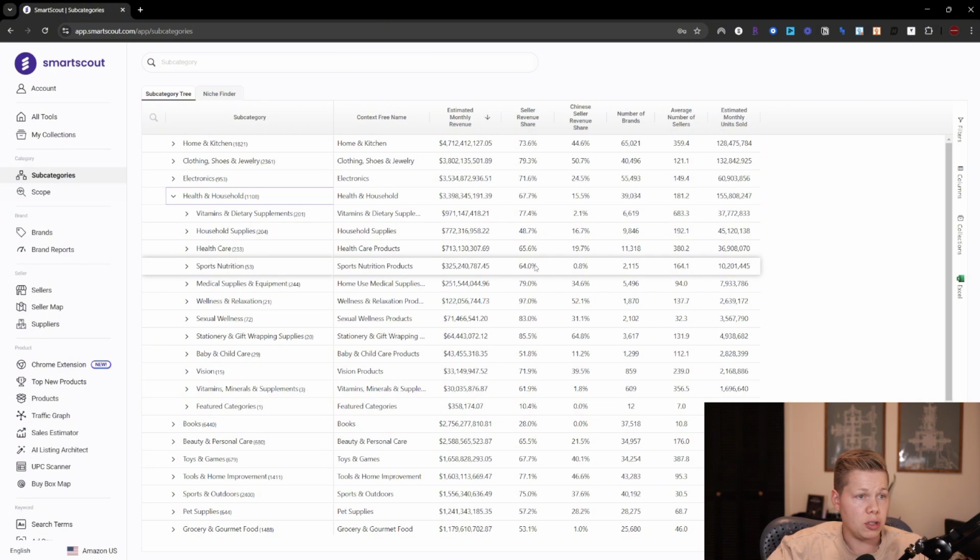Let's look at sports nutrition, 64%, 0.8%, 164. That's where I'd probably be spending more of my time. Another category like 51%, 11%, 112. That looks really nice as well. So here's some really interesting subcategories within these major categories that you can start niching down to. And then you can go out from here and you can start to find suppliers in these subcategories that can sell you product.